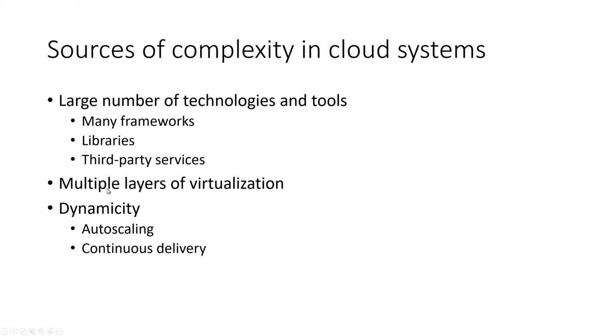And in the cloud, we also have multiple layers of virtualization. We have virtual networks, virtual storage, virtual machines, and containers, which is one form of virtualization, and these are stacked on one another. So they also build complexity. And finally, the systems we build are more dynamic in the cloud. Most of them have auto-scaling, and we use continuous delivery. These technologies make it so our services are in constant flux, changing all the time.